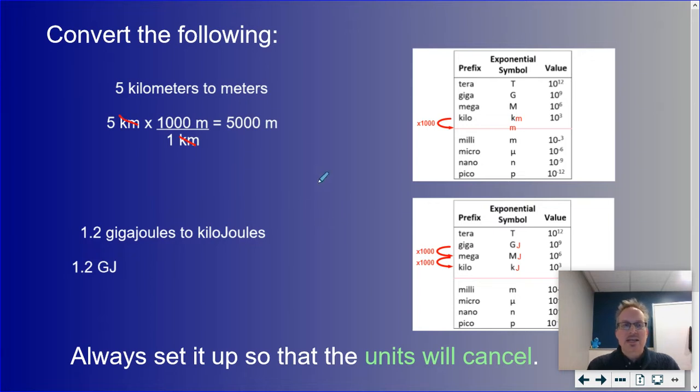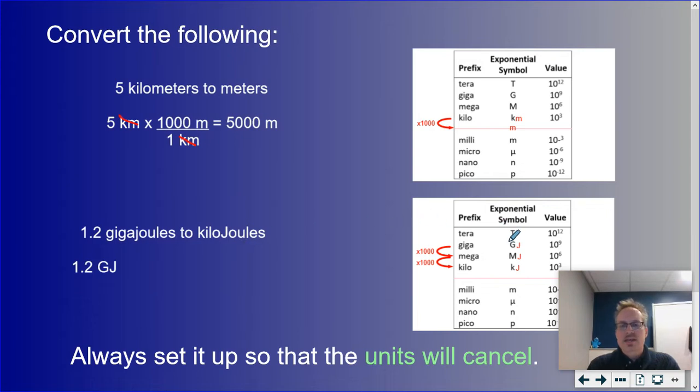The trick to this is to remember that if the numbers are on top, we will multiply them. So 5 times 1,000. And if there's a number on the bottom, we divide. So 5 times 1,000 divided by 1, my answer is going to come out to be 5,000 meters. That's the unit I have left. So let's try one of these for ourselves.